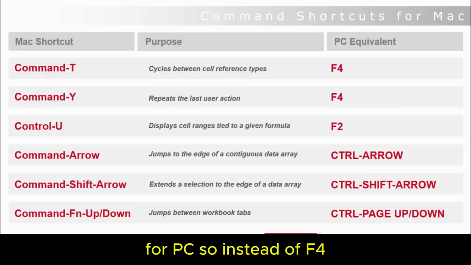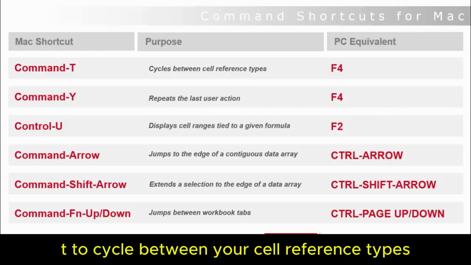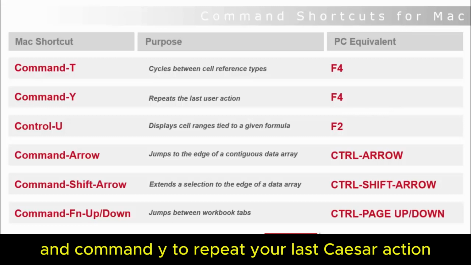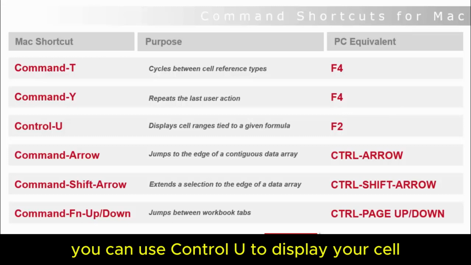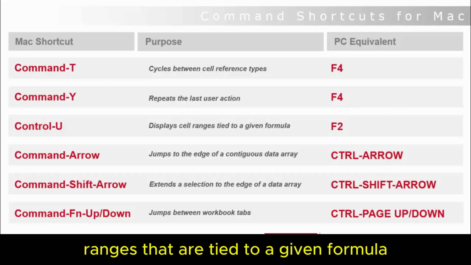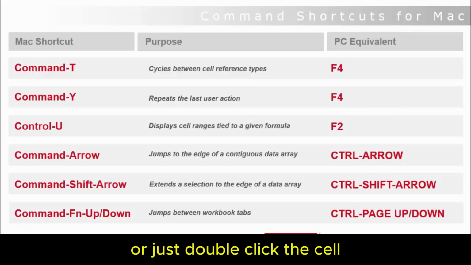So instead of F4, you're going to use Command-T to cycle between your cell reference types, and Command-Y to repeat your last user action. Rather than F2, you can use Control-U to display your cell ranges that are tied to a given formula, or just double-click the cell in which the formula lives.